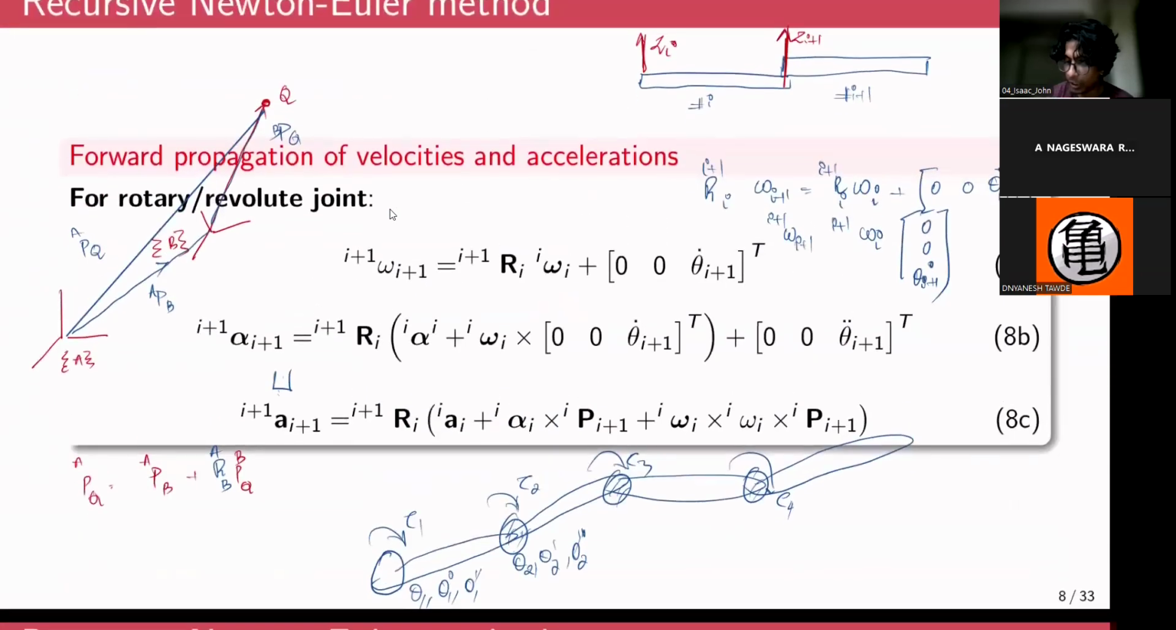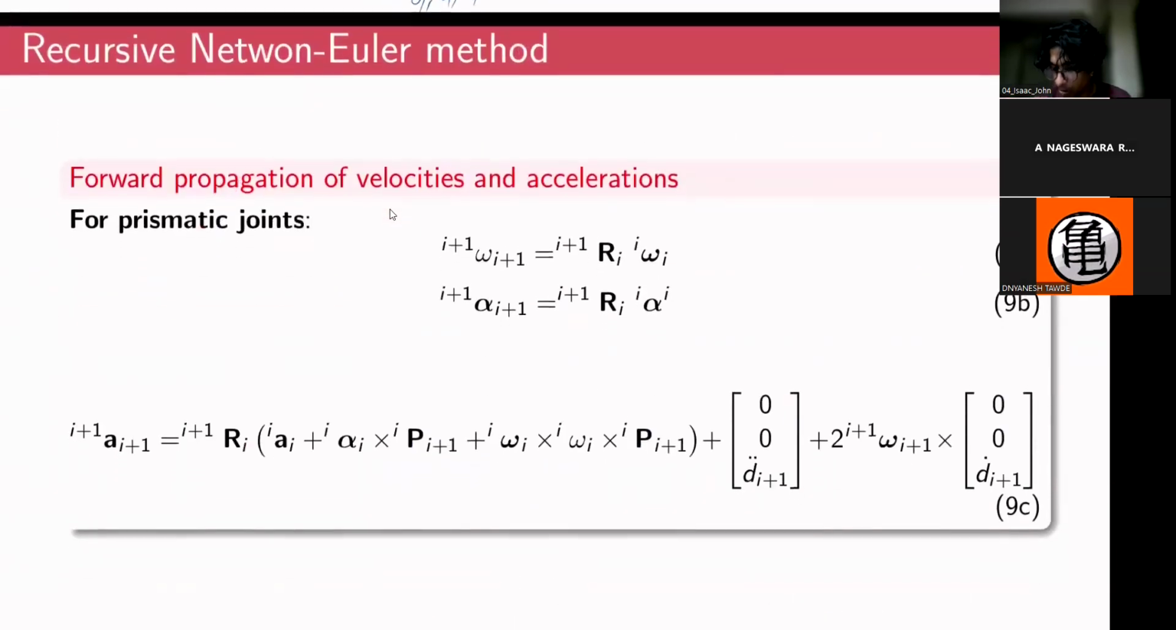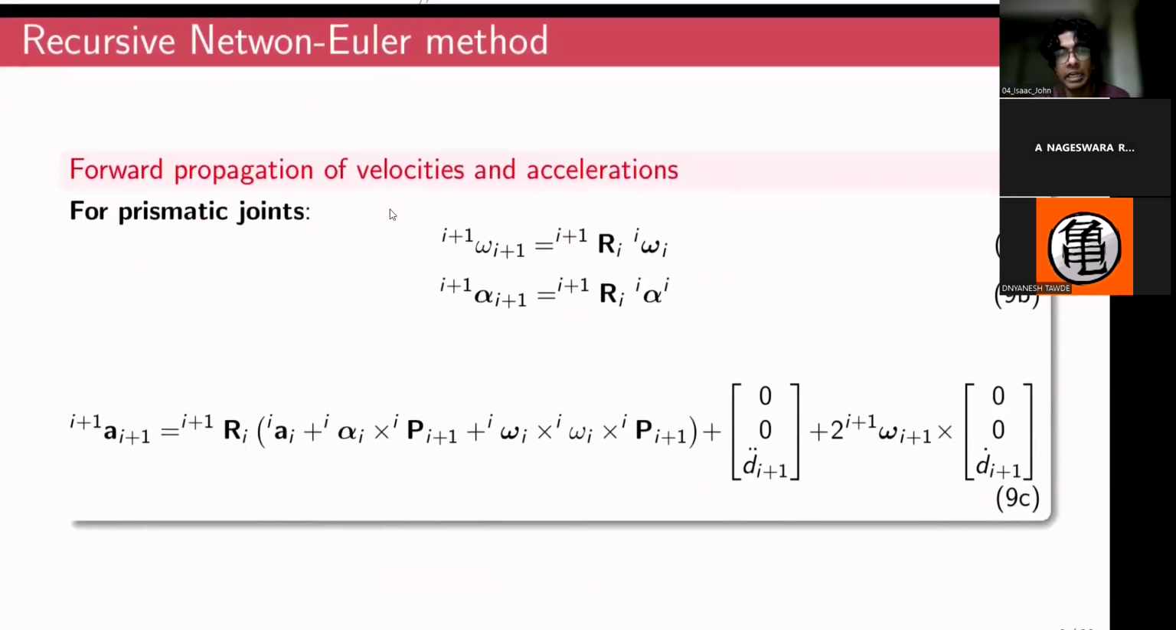And this is actually only valid for a revolute joint. If the current joint is a revolute joint, this is how the propagation equations would look. But if we are dealing with prismatic joints, maybe if the previous joint was a prismatic joint, and the current joint is a prismatic joint, for example, I'll just depict here.